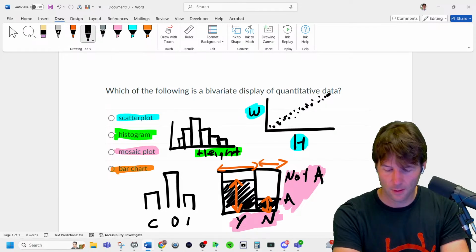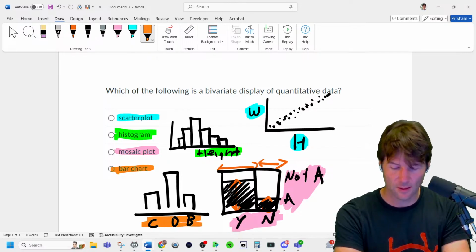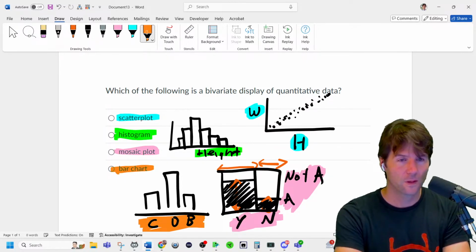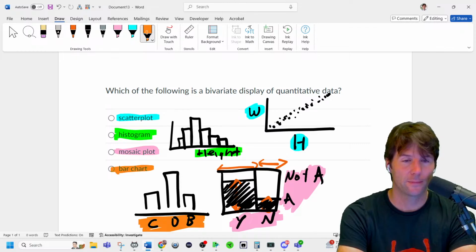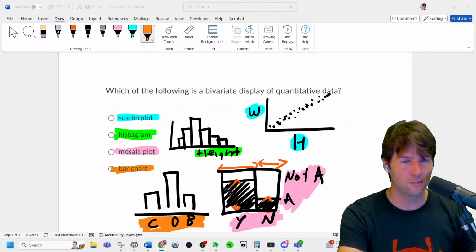Cat, dog, bunny. We ask people their favorite pet. What is a bar chart? It is categorical. Great job, Jack, right there. Categorical. And is it uni or bi? It's only univariate. Great job, Casey. It's univariate categorical.